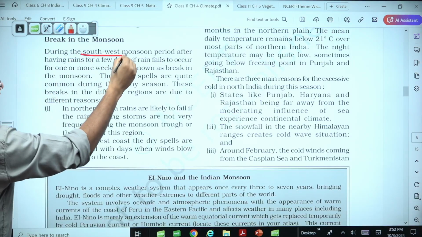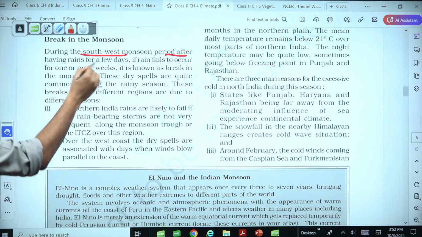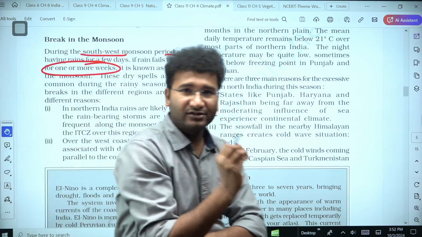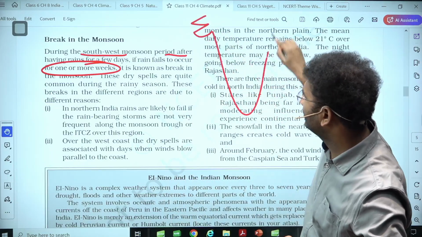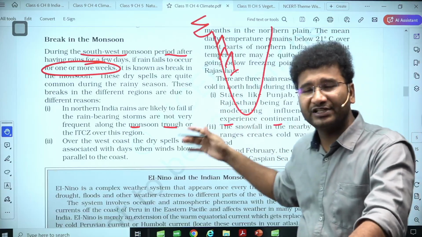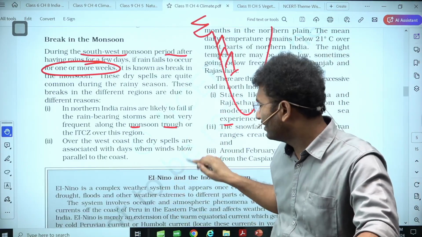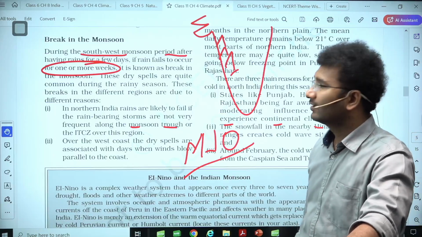During the southwest monsoon period, after having rains for few days, if rain fails to occur for 1 or more weeks, it is called as the break in the monsoon. Now, why did this break? I already told you here, Western Ghats are there, and in the ocean, there are some changes that are happening in the name of Madden-Julian oscillations, right?